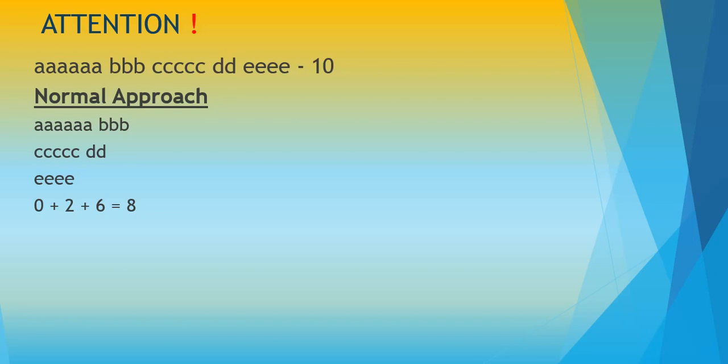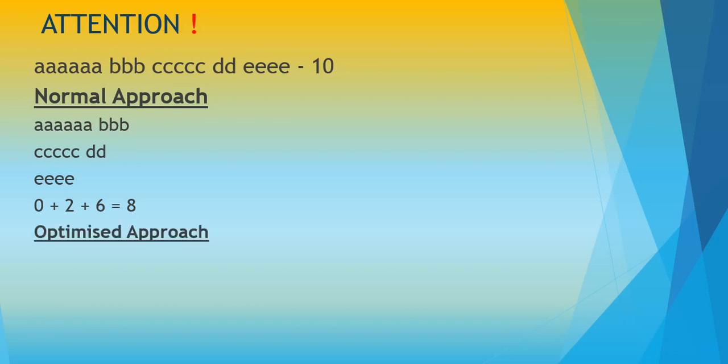In the second line, it's 5 times C plus 2 times D. So 5 plus 2 is 7, with 1 space between the two words. So that makes it 8. 10 minus 8 is 2. Similarly, 6 is what we get from the third line.